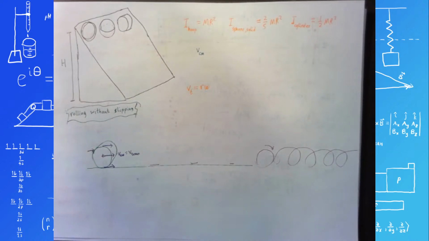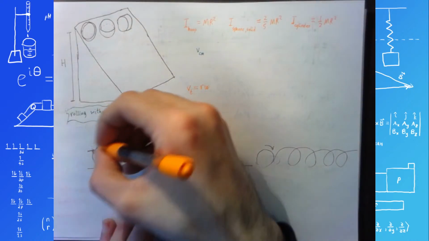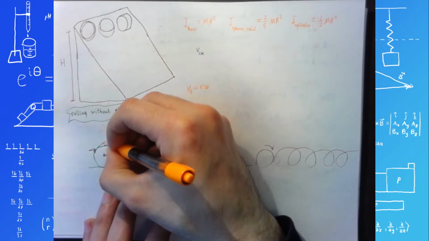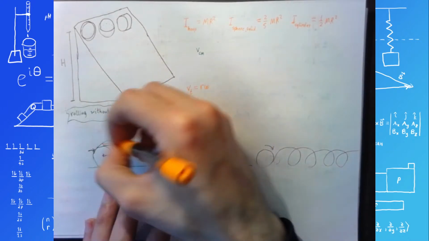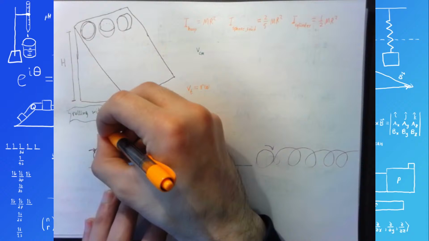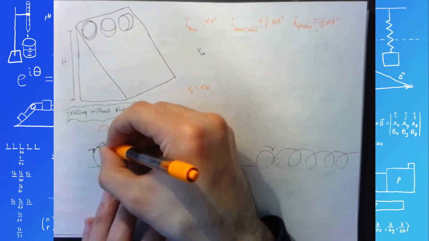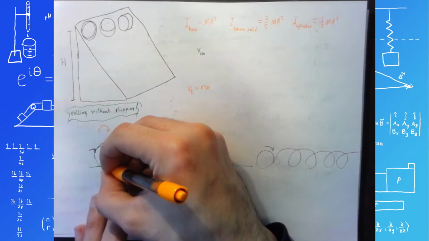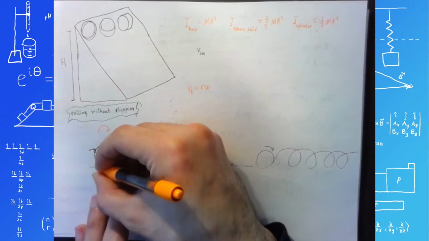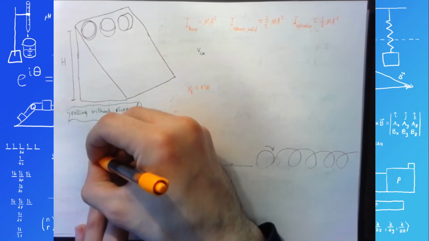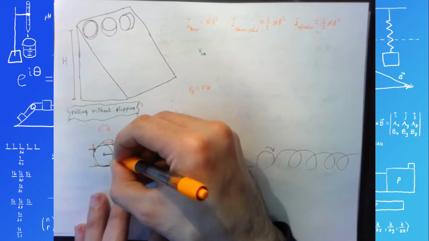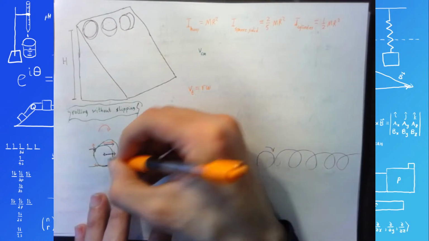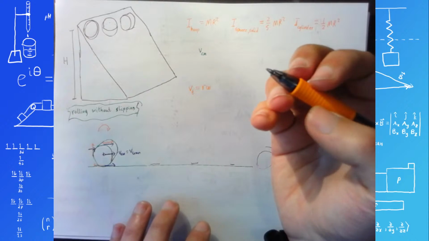V tangential equals R times omega. So you're going to have a V tangential over here at the top. Let's say that this thing rolls clockwise. Then V tangential at the top would be this way. V tangential at the bottom would be this way. V tangential over here would be pointing up. V tangential on this side would be pointing down. And so on and so forth.